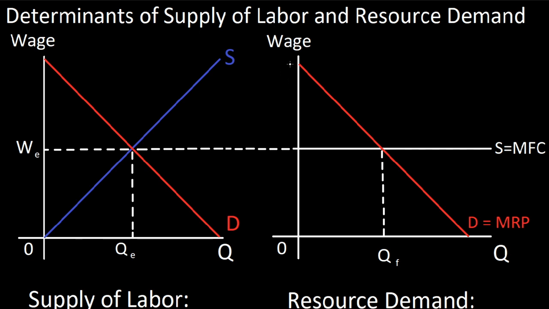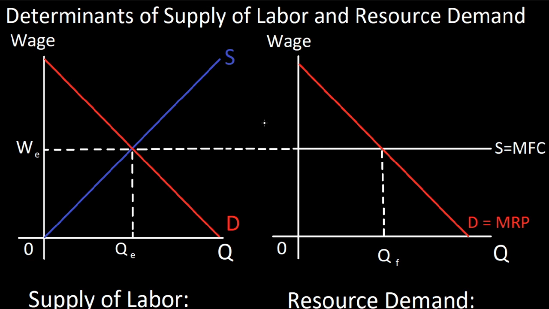Let's cover the determinants of supply of labor and resource demand. So when we have a typical labor market and firm graph, these new curves can be quite confusing. I mean, we have supply of labor instead of supply and resource demand. To make it worse, they each have their own determinants. So once again, acronyms can be really useful for remembering labor market determinants.